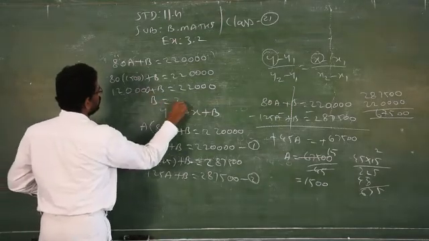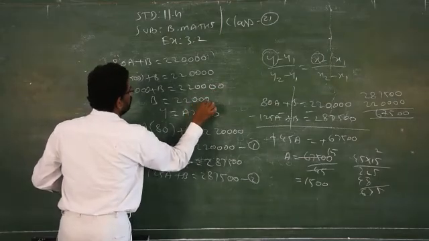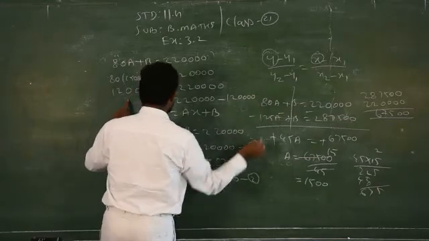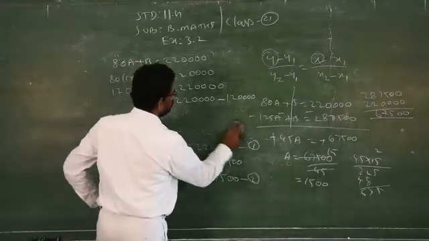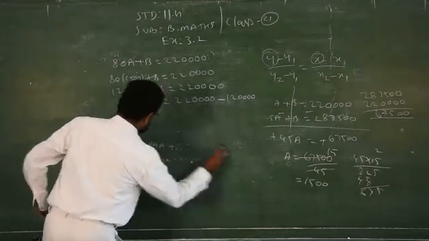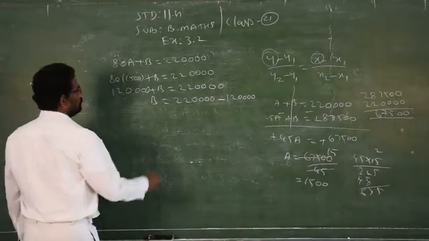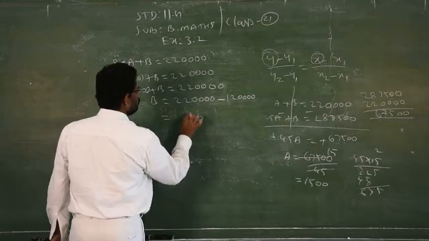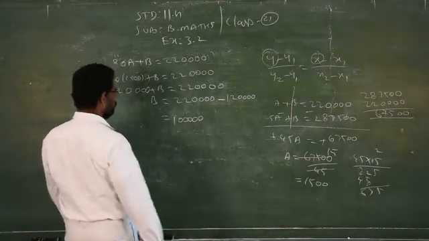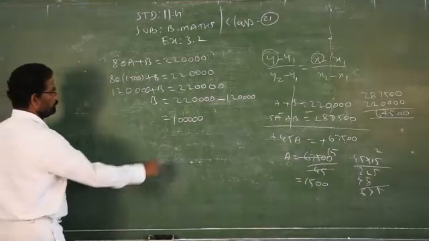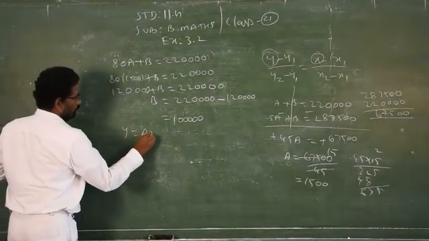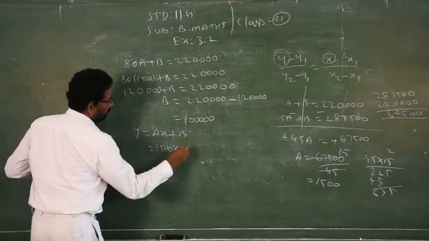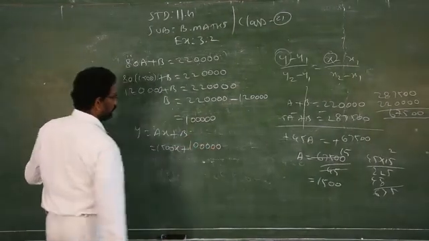So B is equal to 2,20,000 minus 1,20,000. Subtract, you will get 4 zeros. 2 minus 2, 0. 2 minus 1, 1. So what is the value of B? B is equal to 1 lakh. So what is the general formula? AX plus B. Here you replace A by 1500, so Y equals 1500X plus 1 lakh.